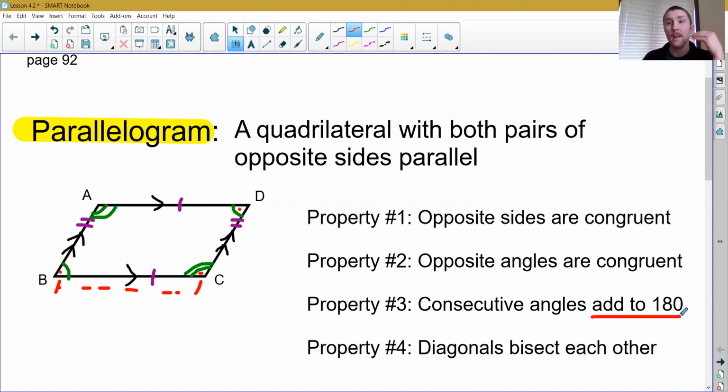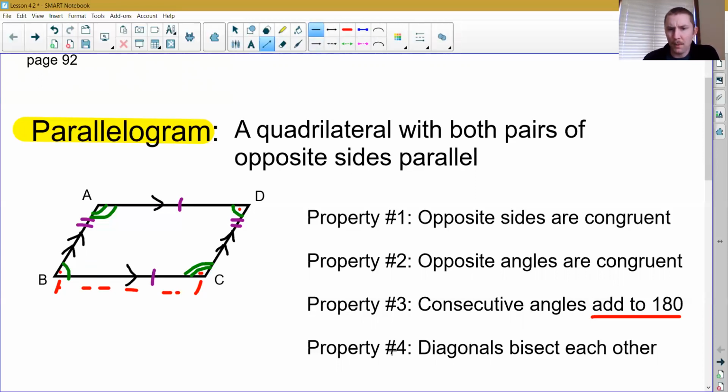Okay, that's actually a result of what we call the same side interior angle postulate back in chapter 2. So consecutive angles always add up to 180, or also known as supplementary, right? They are supplementary to each other all the time, every time, no matter what, okay? So angles next to each other always add to 180 degrees.